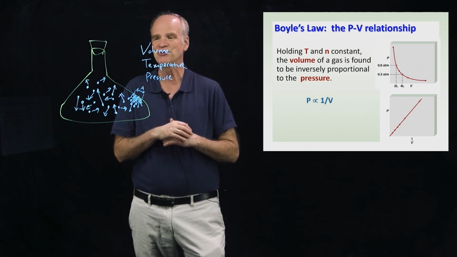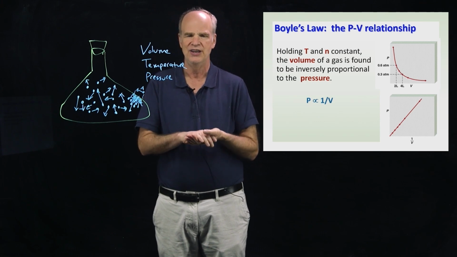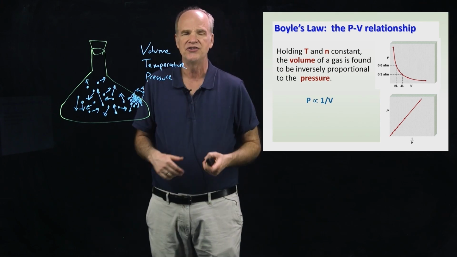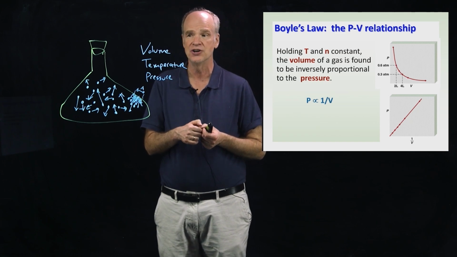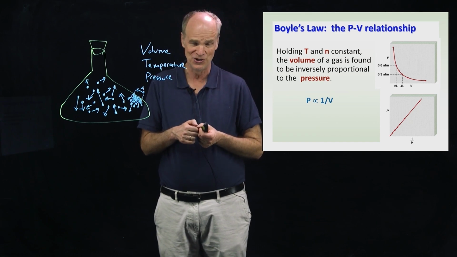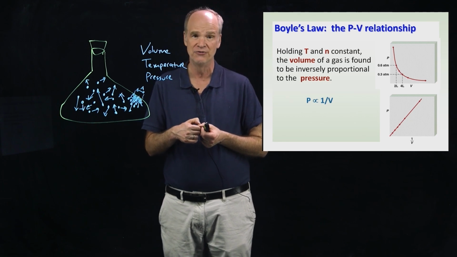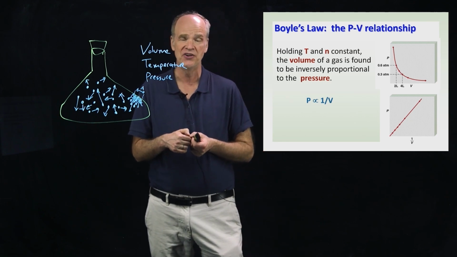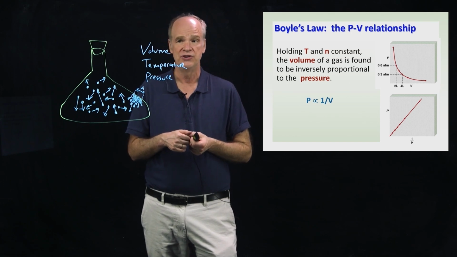You see on the screen, there's P for pressure, and then there's that weird squiggle. That squiggle is a symbol for proportionality. And you can see that pressure is not proportional to volume. It is proportional to the inverse of volume. And so that expresses the fact that when you increase pressure, then volume would decrease.